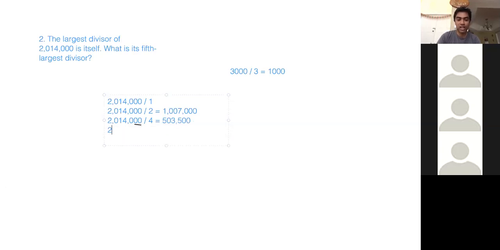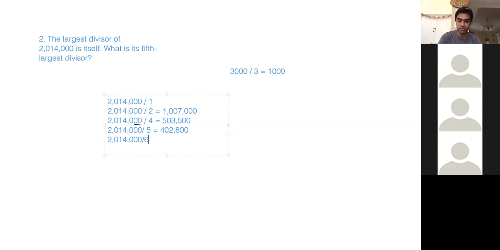Okay, so now what is the next one? 2,014,000 divided by 5. The divisibility rule is if it ends in 0 or 5, it's divisible, so it is. Good. Okay, and that would give the fourth largest what you had, which is 402,800. Now, what about the next one? Can I divide by 6?